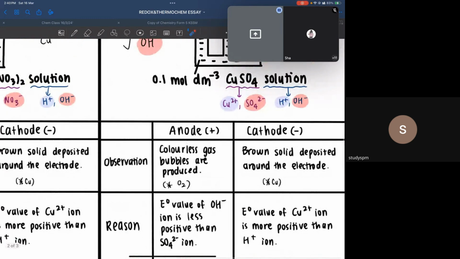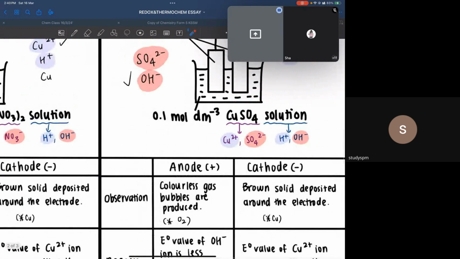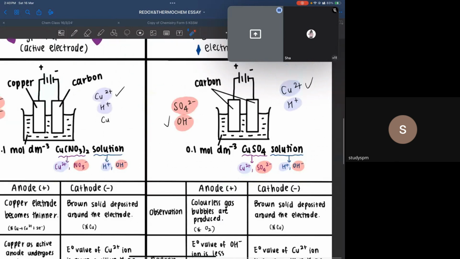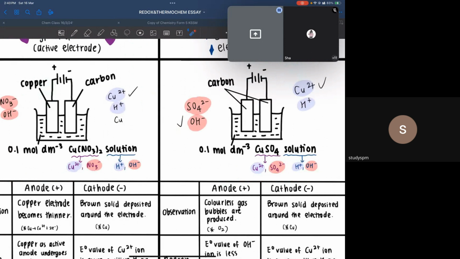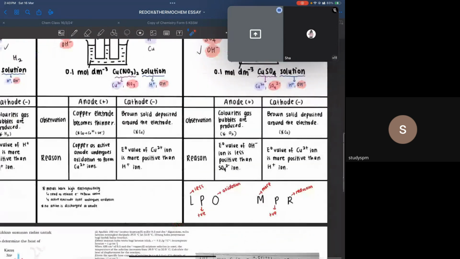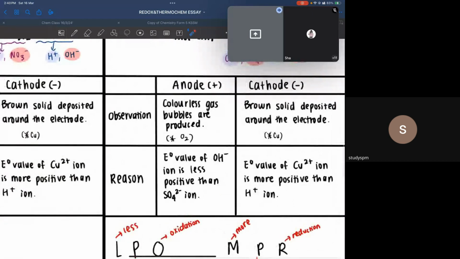For the cathode it is also the same thing. We use the E-value again. But if they ask for observation, we say brown solid is deposited around the electrode. What is the brown solid? Copper. If you try to Google copper at room temperature, you can see it is a brown solid. So the observation is brown solid, then the reason uses the E-value again: E-value of copper(II) ion is more positive.